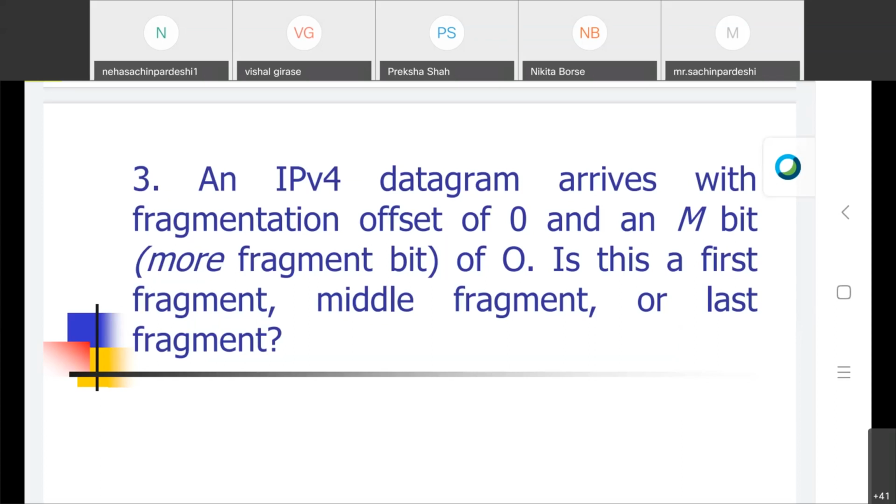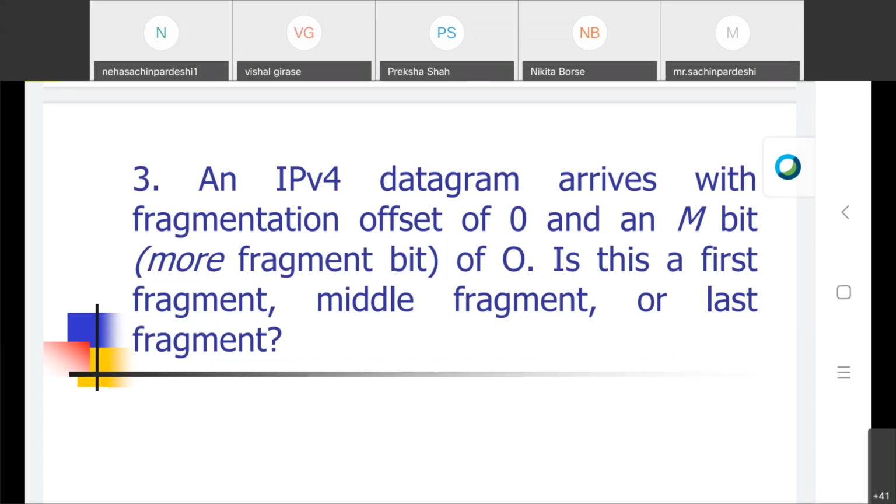or the last fragment. M means more fragment. M equal to 1 means yes, more fragments. If M equal to 0, it means no more fragments, so it can be the last fragment because M is equal to 0. But the fragmentation offset is 0. Fragmentation offset means the first byte divided by 8, so if it is 0, what does it mean? This is the first fragment.